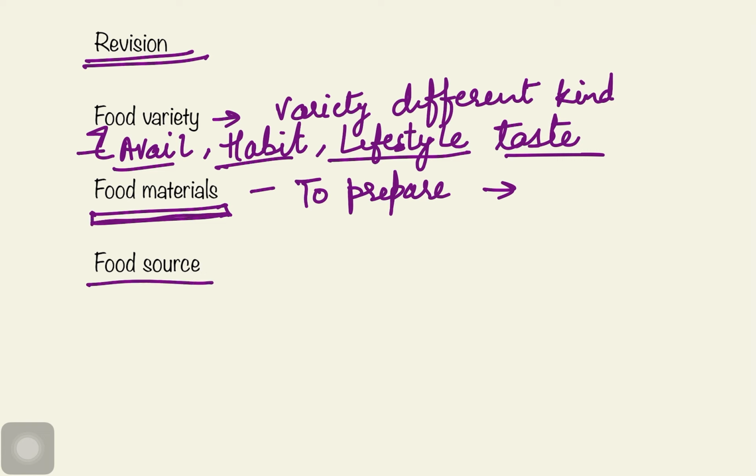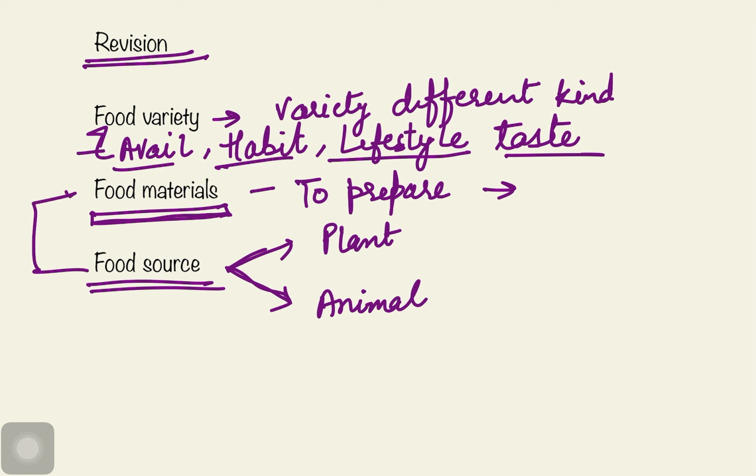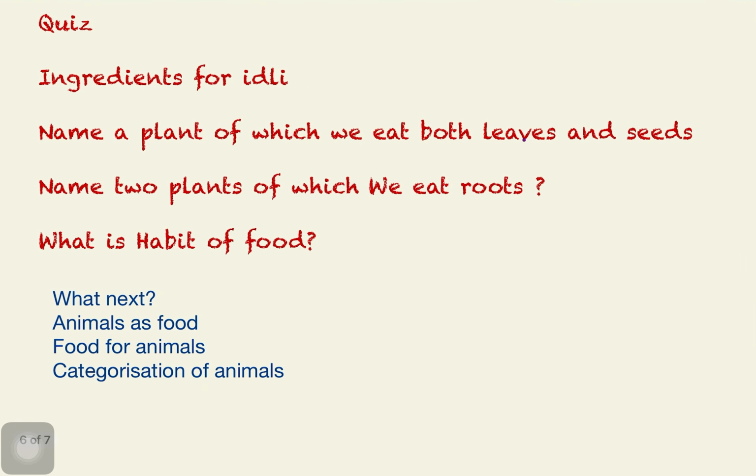Now food sources. What are food sources? We depend on some sources to get our food. We get the food from that source. What are these sources? Plants and animals. To get the food material we need some food sources. So what are these sources? Plants and animals. Now okay, we will do some quick revision by quiz.